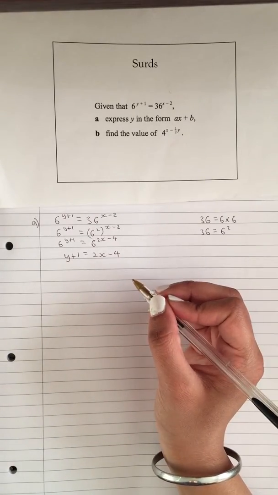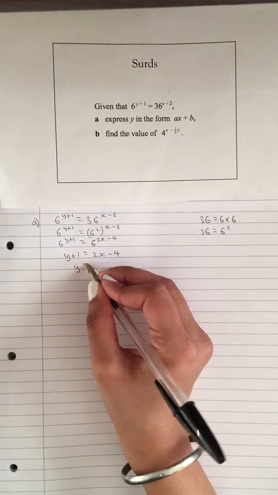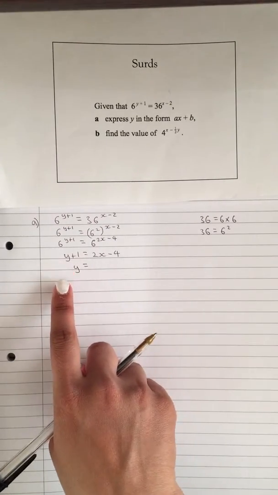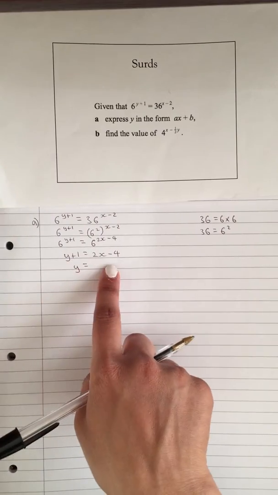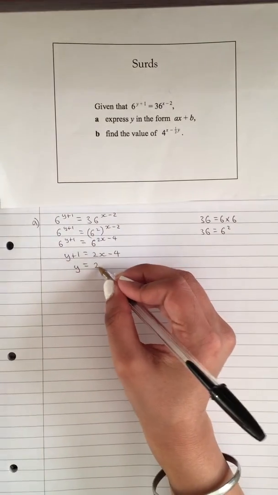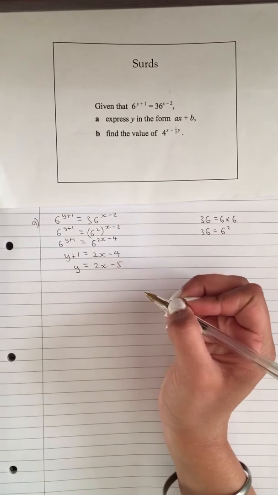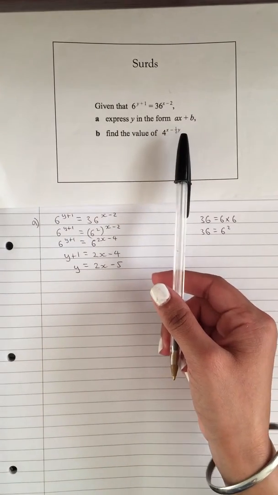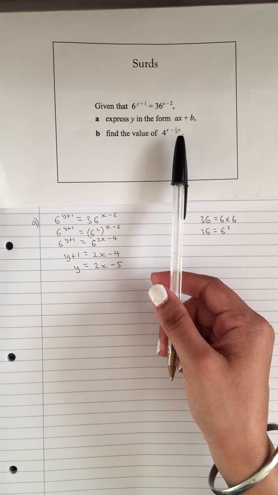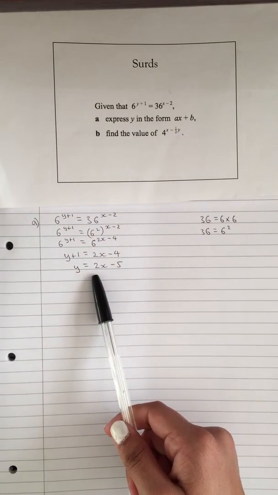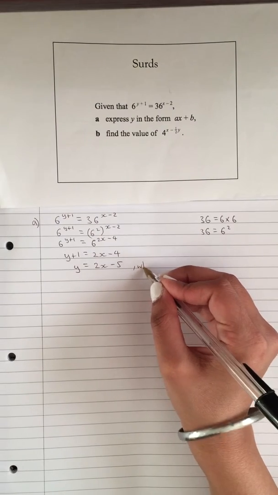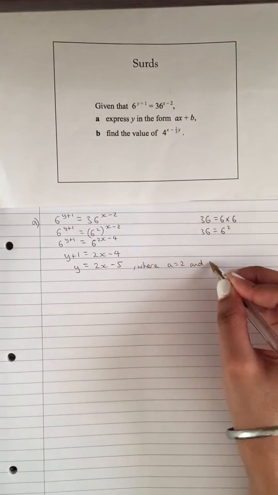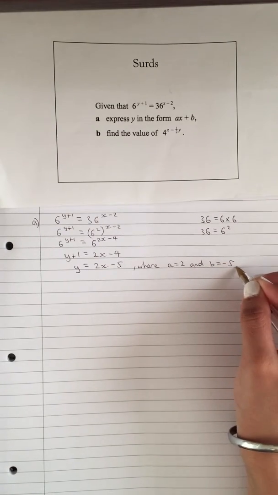And we can rearrange this equation to make y the subject. So y equals, and the way to do this is to subtract 1 from both sides of the equation. So we have 2x minus 5. And the question says to express y in the form ax plus b. So y equals 2x minus 5, where a equals 2 and b equals minus 5.